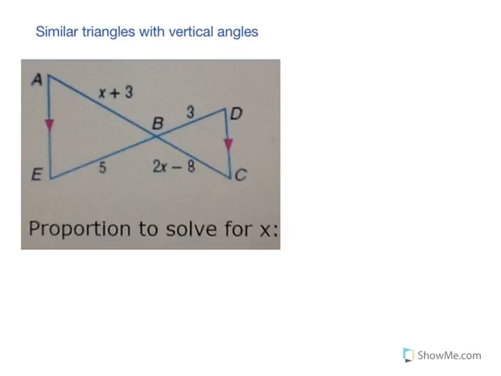So here are some tricky questions, when they have similar triangles with vertical angles. And you should all know what I mean by vertical angles. Here's what I want you to be able to see: these guys right there. Those are equal. So how do we set these up? How do we figure out what parts are corresponding? We have to go back to think about our alternate interior angles.